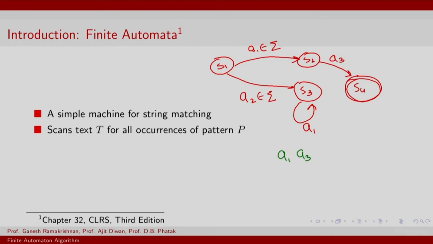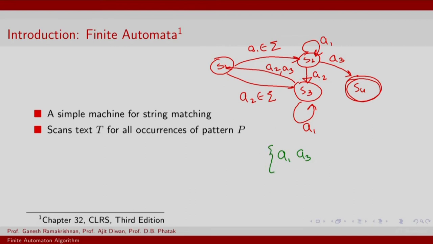Of course, we haven't completed the automaton. So on S2, if I see A2, I might go to S3 and keep looping around as I see A1. Unfortunately, I haven't created an exit back from S3. So imagine that I have a transition from S3 to S1 on A2 as well as A3. From S2, I might loop back on A1. So now we can complete the set of strings that this automaton will accept.